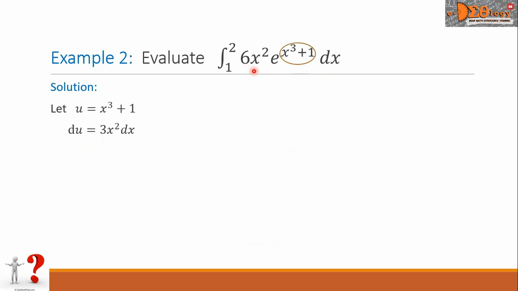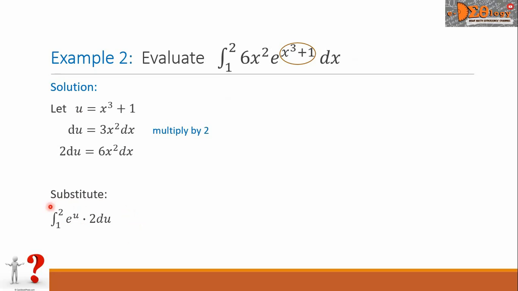Observing our function, 6x squared, while here we have 3x squared. We want this 3 to be equal to 6. We will multiply this equation by 2. So we have now 2 du is equal to 6x squared dx. Now we are ready to do substitution. We copy the e, and the x cubed plus 1 is the u. So we see here e raised to u times the 6x squared dx, which is now replaced by 2 du.